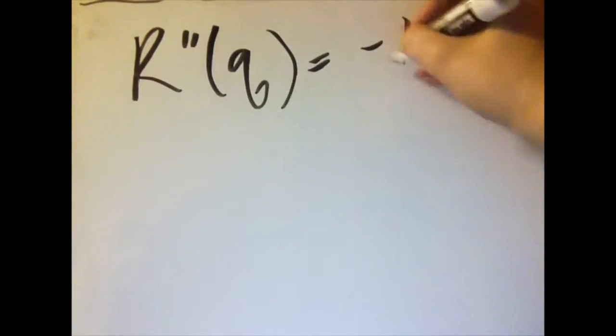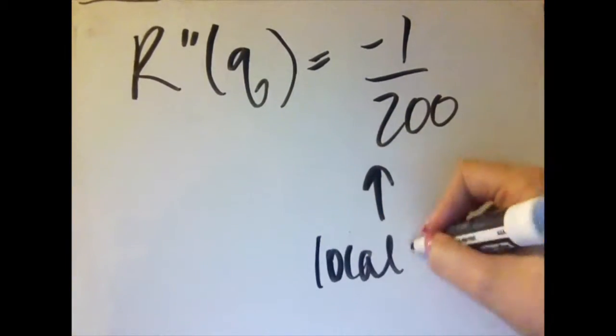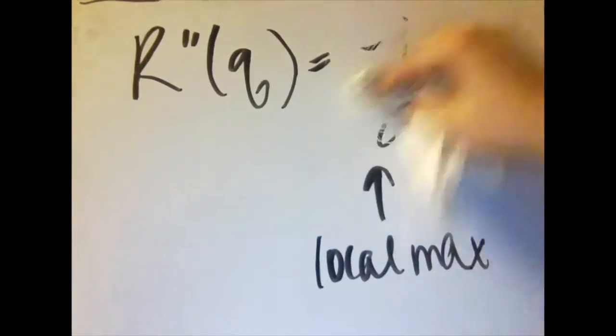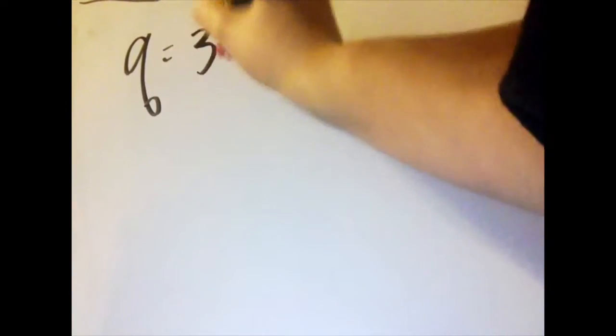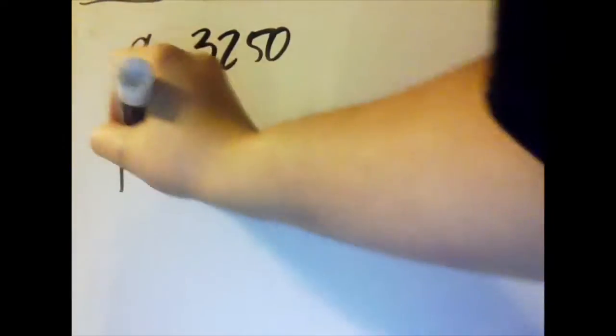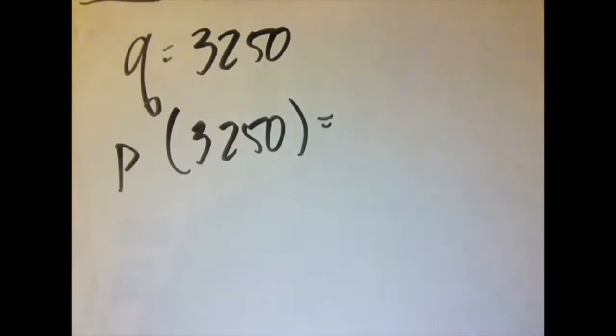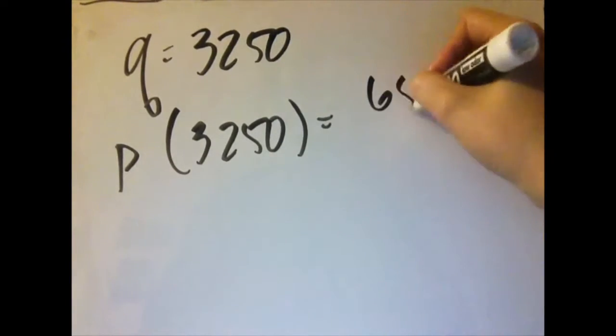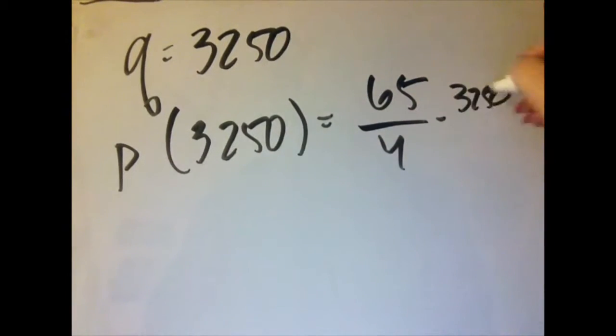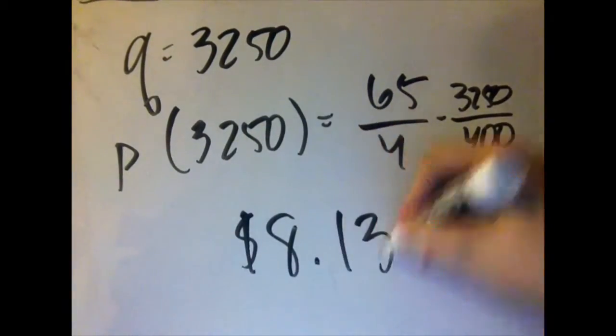As a side note, we find that the second derivative of R(q) equals negative 1 over 200, which is a local max. In conclusion, we find that q equals 3,250, which yields a maximum revenue at which the price is p(3,250) equals 65 over 4 minus 3,250 over 400, which is approximately $8.13.